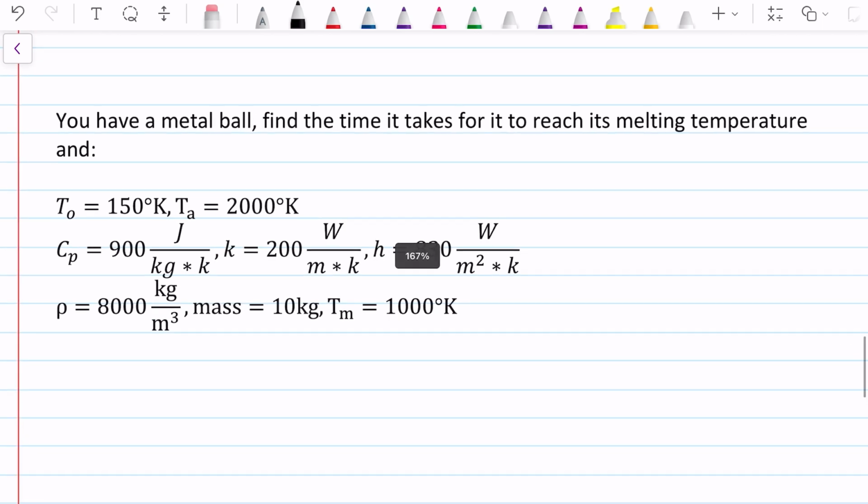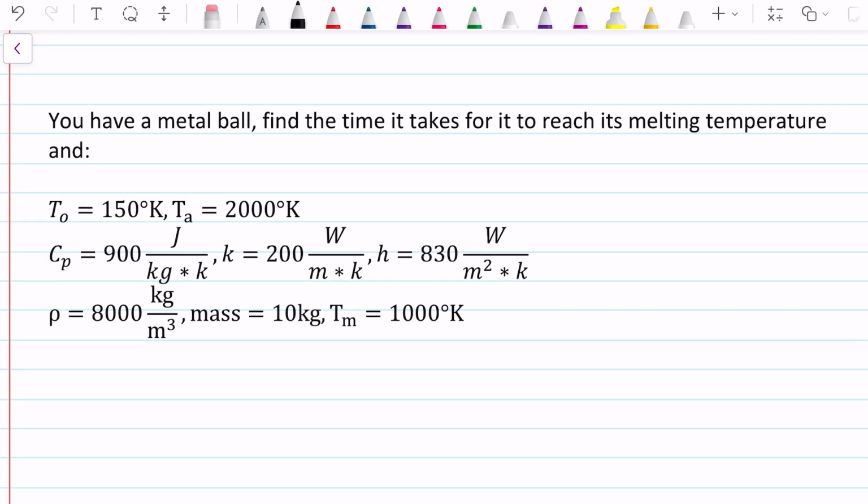Okay, final problem. You have a metal ball, find the time it takes for it to reach its melting temperature, and we're given some values. A ball I would consider a sphere, and we know spheres have n values of 3. Find the time it takes to reach its melting temperature, so that's going to be the final temperature. And they want time, and time is going to come from tau. So within the lumped capacitance equation, we're going to solve for tau.